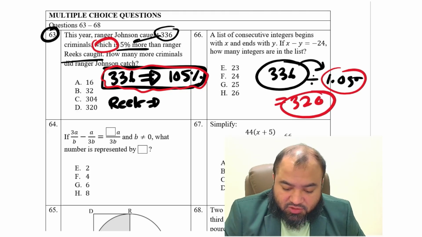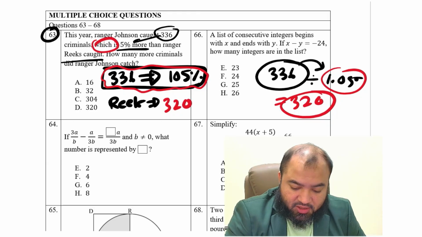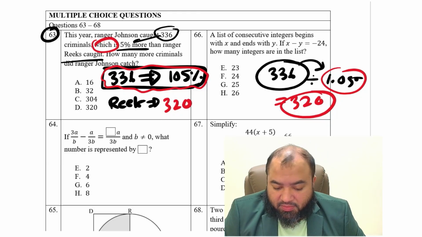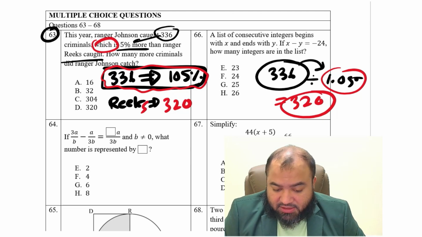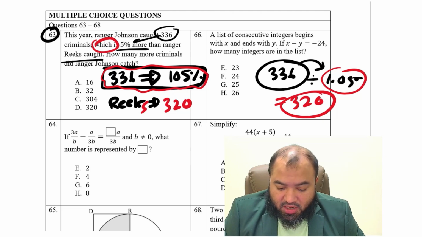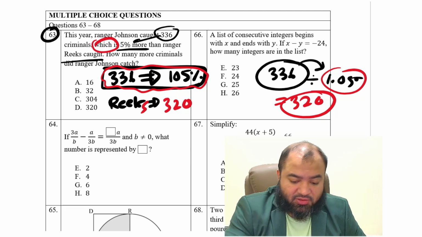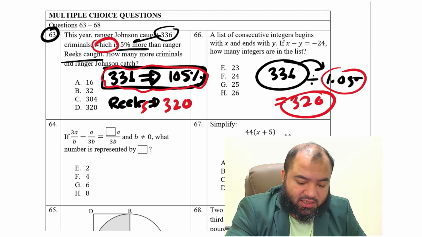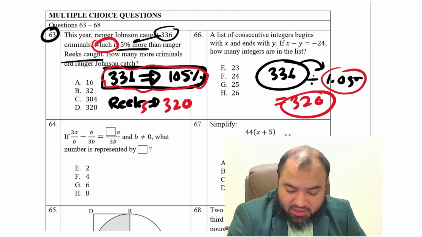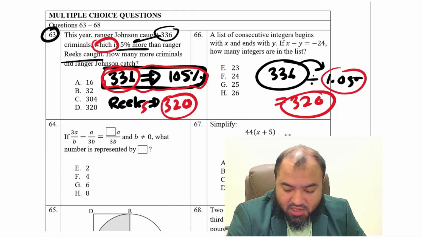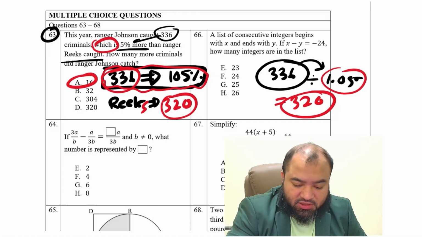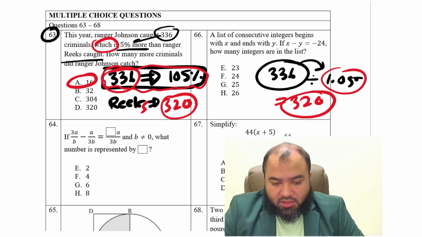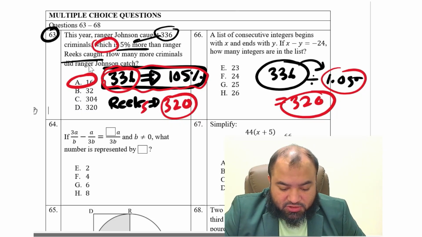So it was 320, that's what is Reeks. Remember, Reeks is 100%, and Johnson is 105%. Now they said, how many more criminals did Ranger Johnson catch? So how many more means they're looking for subtraction. So 336 Johnson, 320 Reeks, so the difference is 16. Okay, so that's question number 63.